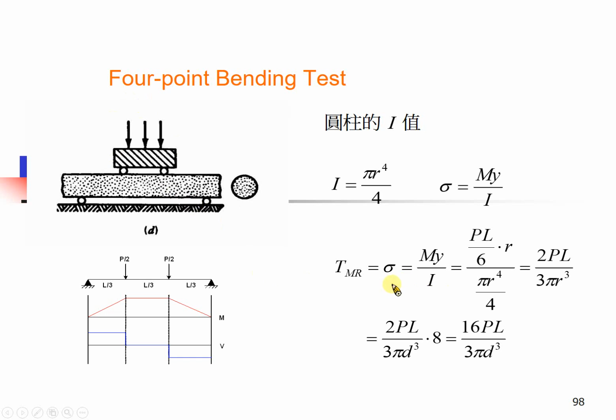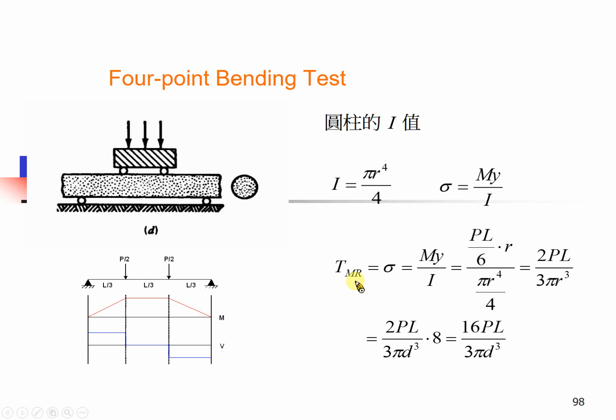Then all of this is mechanics of materials. This will be the I of this beam. And this will be the stress along the beam. If you have a different moment, then you will have a different stress. Then this will be the failure stress.